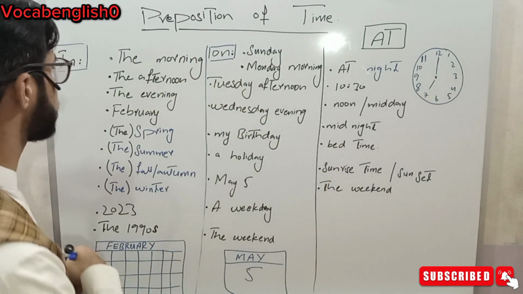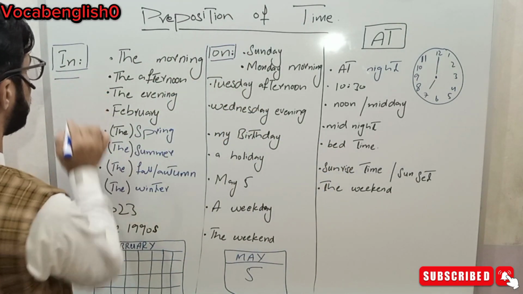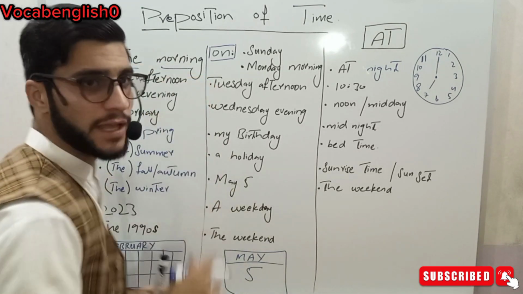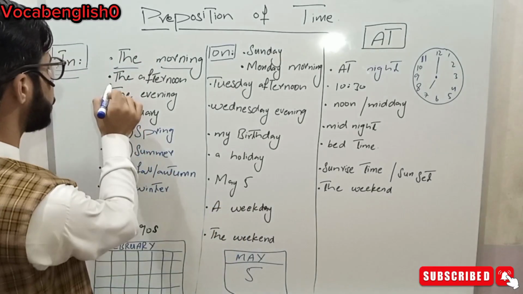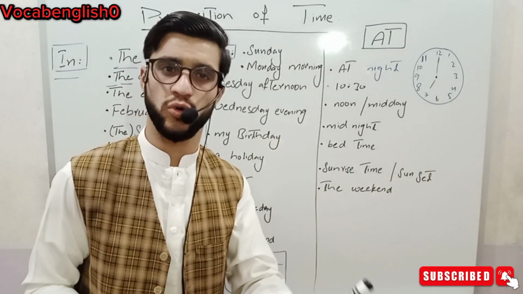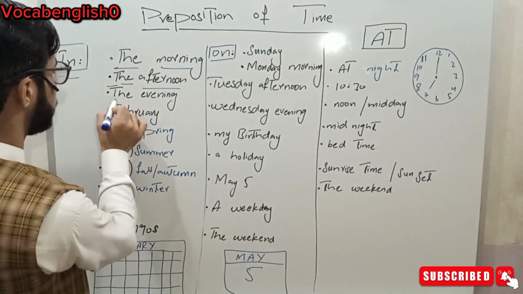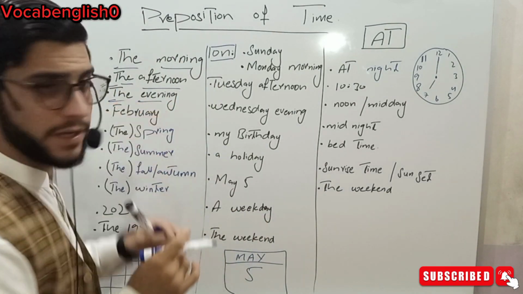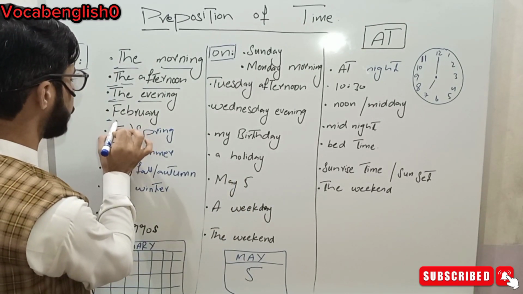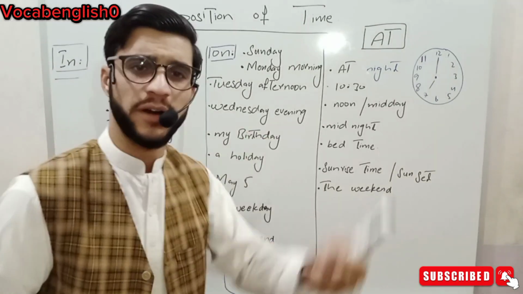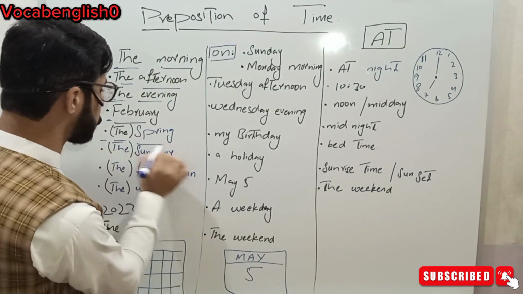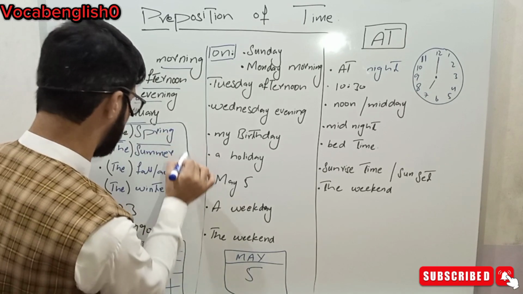The first is in. Now the examples of in: in the morning, the second is in the afternoon, the third is in the evening, the fourth is in February, and the fifth is in the spring. These are seasons.